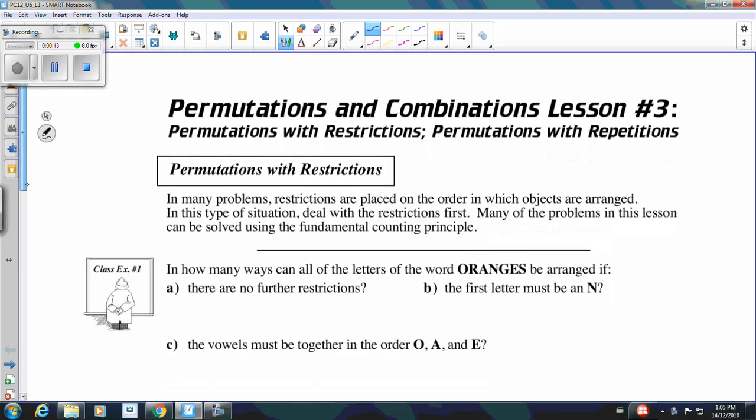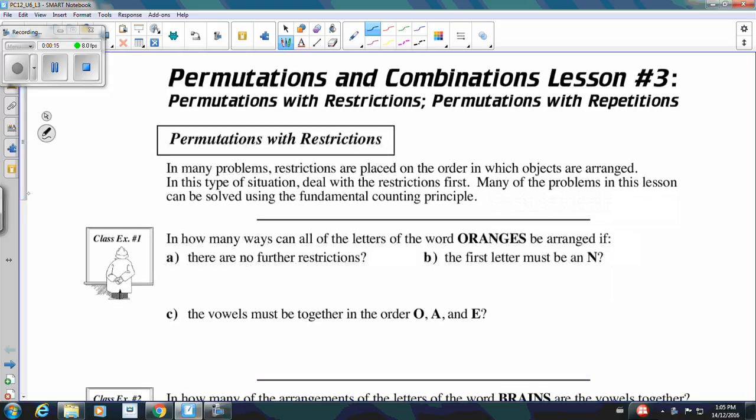Permutations and combinations, lesson 3. Permutations with restrictions and permutations with repetition. So it's kind of continuing what we did last lesson, but there's some more restrictions and changes to it that we need to consider. So in many problems, restrictions are placed on the order in which objects are arranged. In this type of situation, deal with the restrictions first.